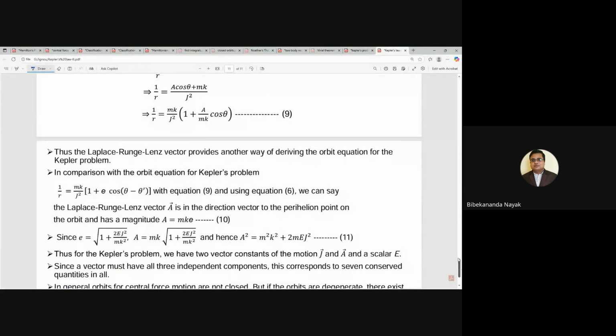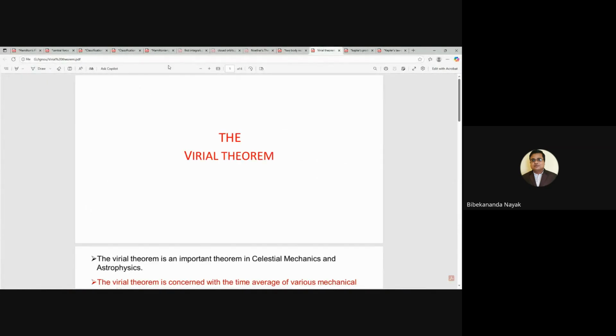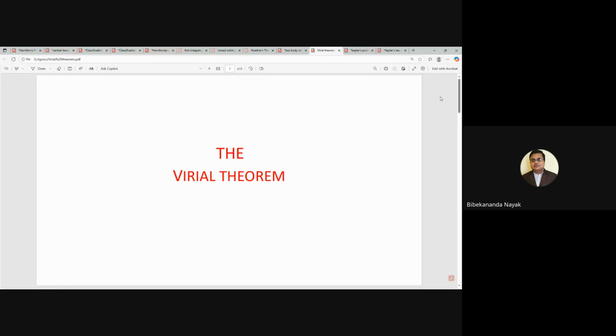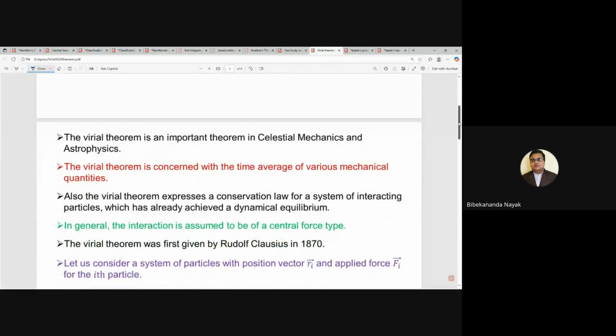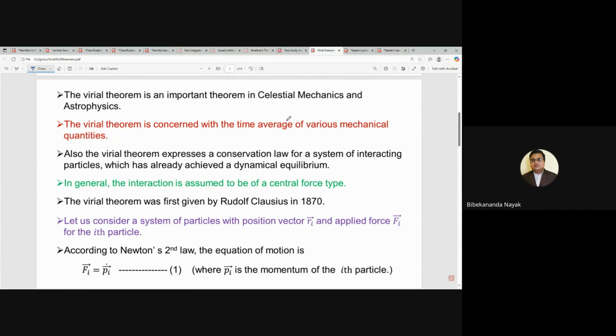Okay. But another thing we have in the syllabus, the virial theorem, which is very important. The virial theorem is an important theorem in celestial mechanics and astrophysics. The virial theorem concerns the time average of various mechanical quantities, particularly how the time average of kinetic energy and potential energy are related. This was first given by Clausius in 1870.